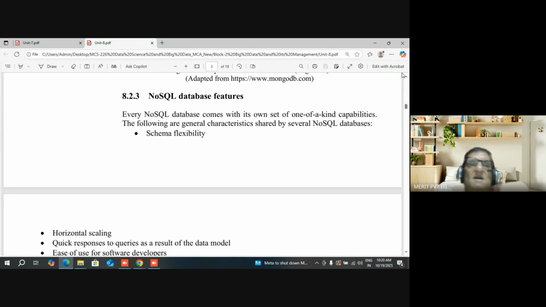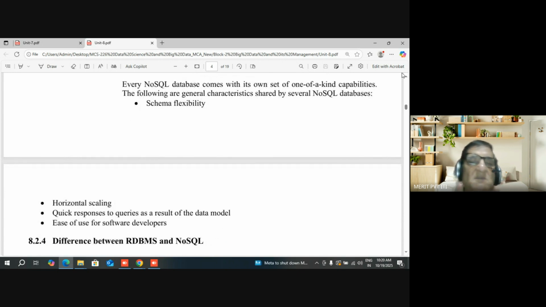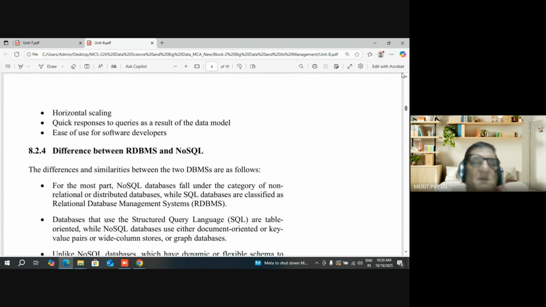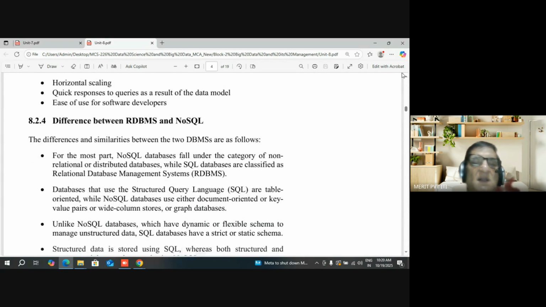NoSQL data features: every NoSQL database comes with its own set of one-of-a-kind capabilities, such as schema flexibility, horizontal scaling, quick response to queries as a result of the data model, and ease of use for software development. The differences and similarities between RDBMS and NoSQL are as follows.